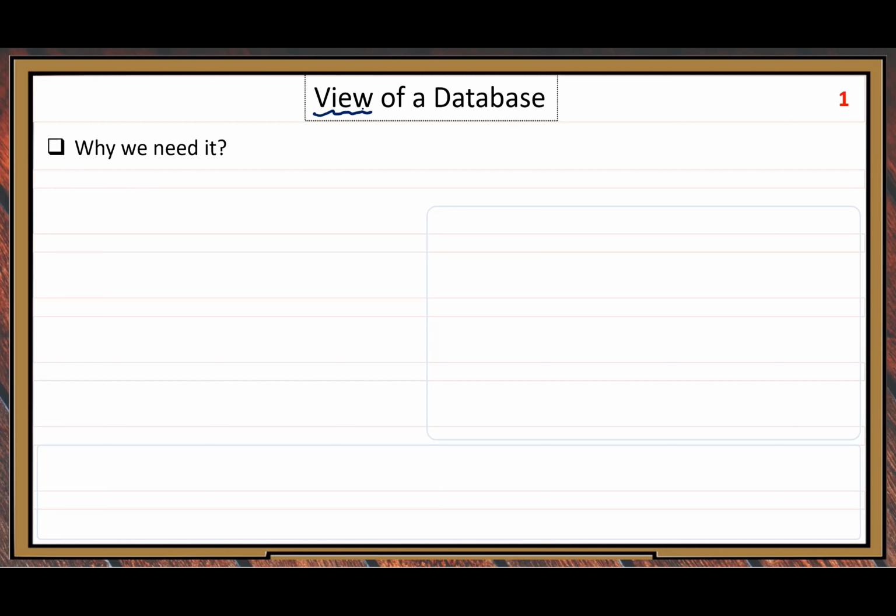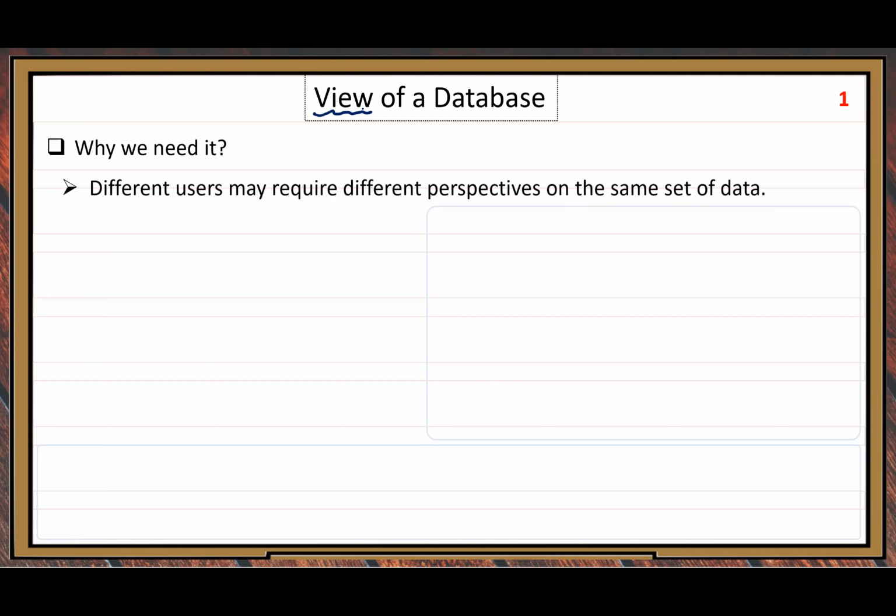Why we need it first? Let me describe a typical situation. Different users may require different perspectives on the same set of data. So when we store our original data, we try to reduce redundancy. Although we know we cannot completely remove redundancy, we try to control it.